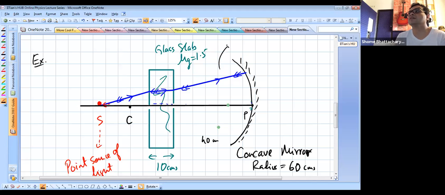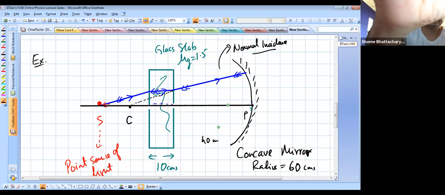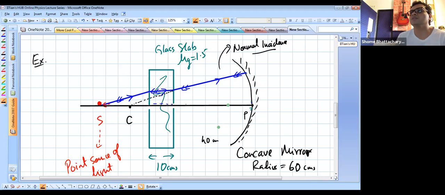Now, this ray should be what? It should be normal incidence. That means it should be coming from where? It should be coming from the center of curvature. So, this thing should be the center of curvature. Right. So, when you produce back the incident ray on the mirror, it should appear to be coming from the center of curvature of the mirror. So, that means this distance here, from here to here, this should be 60 centimeters. That is the radius of the mirror.